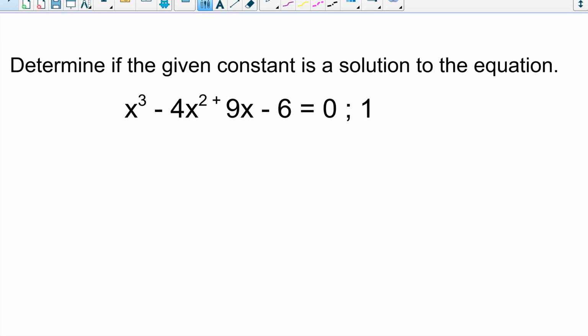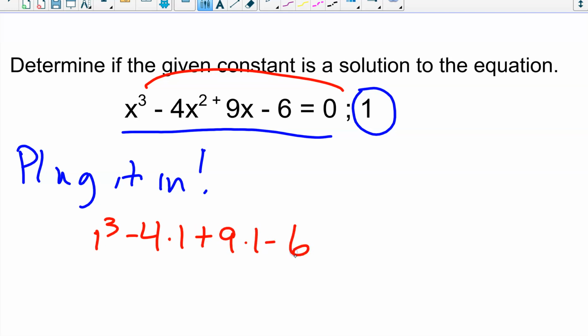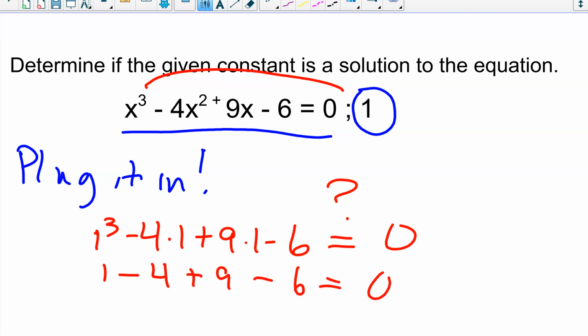All right. The next problem says determine if the given constant right here is a solution to this equation right here. So what I would do is I would just plug it in. And if you plugged it in here, you'd get 1 cubed minus 4 times 1 plus 9 times 1 minus 6. And is that, the question of the day, equal to 0? And if you did that, 1 minus 4 plus 9 minus 6 is equal to 0.